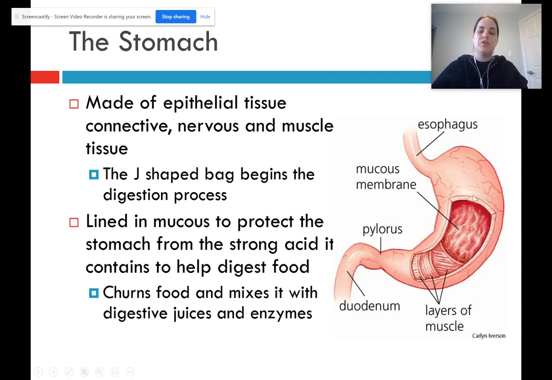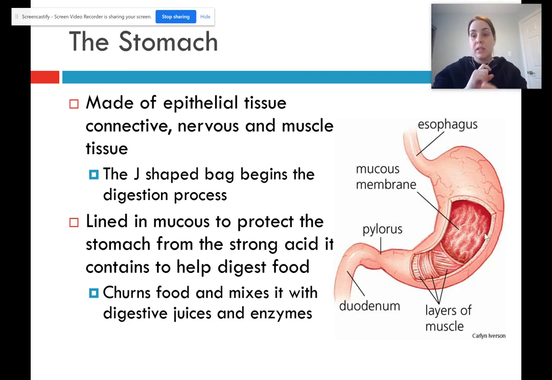Okay? Your stomach is actually lined with a thick layer of mucus to protect it from the strong stomach acid that's in your stomach to help you digest your food. So the acid chemically breaks down those bonds that make up the molecules that make up your food. And so to prevent that acid from eating away at the tissue that makes up your stomach, you have this nice thick layer of mucus that protects it.